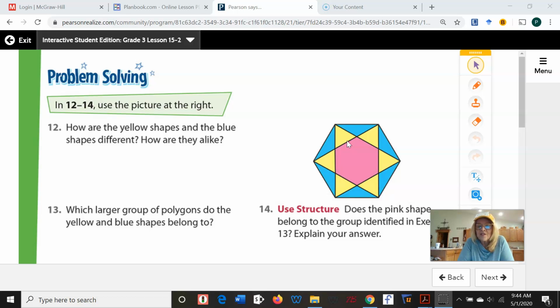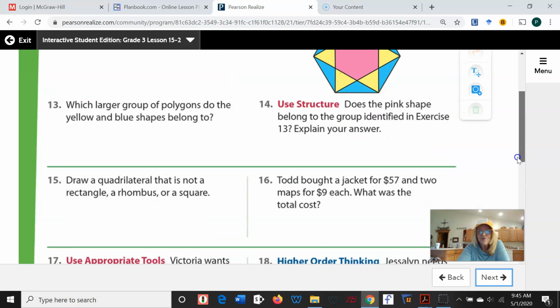Okay, we look at number 14. Does the pink shape, here's our pink shape, belong to the group identified in number 13? We know we didn't put it into the quadrilateral group because quadrilaterals have to have four sides. Does the pink shape belong in this same group? First of all, you need to write yes or no, and then tell me why it belongs in that group or why it doesn't belong in that group. Put on those thinking hats and make sure that you're looking carefully. Remember you can always pause this if I go too fast.